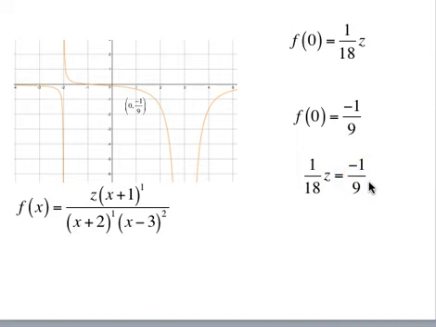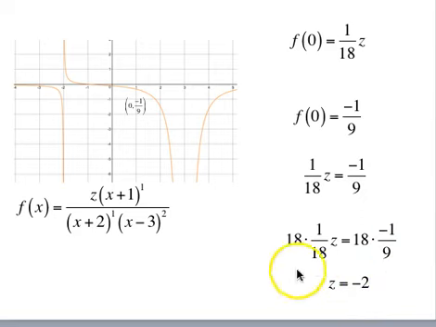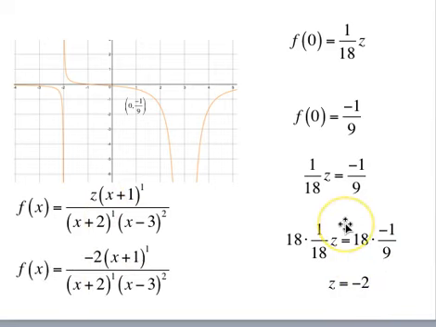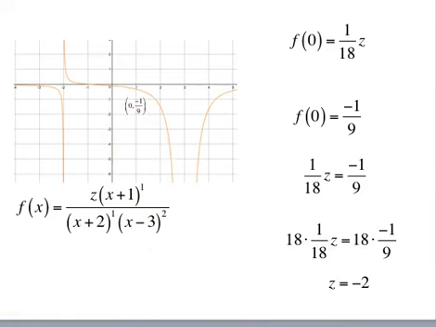Let's multiply both sides by 18 to solve for z. 18 cancels. On this side, -18 divided by 9, z is -2. So all I've got to do to finish this is to put the z of -2 up here, and we have a plausible function for this graph. And that will conclude this lesson.